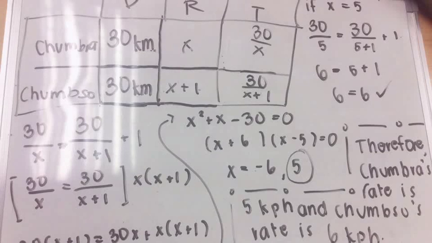So now, if we use x equals 5, we have to substitute that into the time. So 30 over 5 equals 30 over 5 plus 1, plus 1. 6 is on the left-hand side, and 5 plus 1 is on the right-hand side. 6 equals 6, so now we know that the x is correct. Therefore, Chumbra's rate is 5 kilometers per hour, and Chumzo's rate is 6 kilometers per hour.